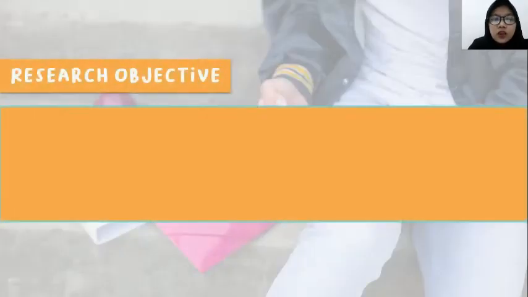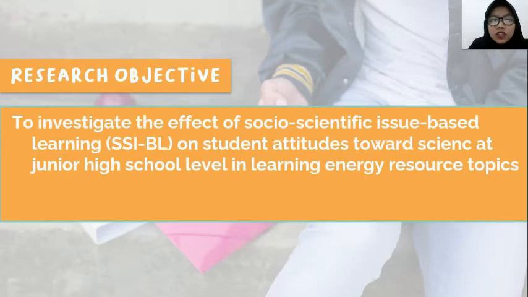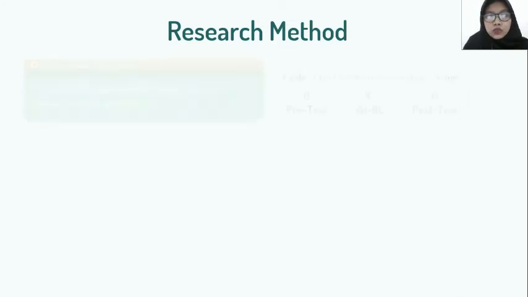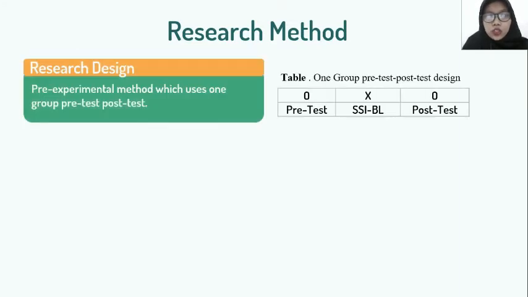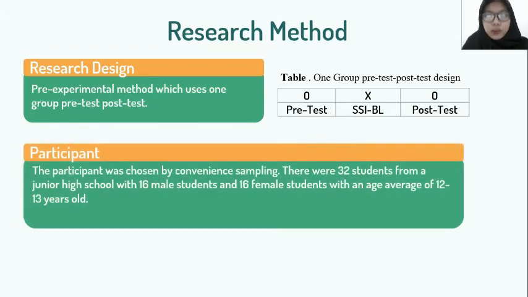Thus, the research objective is to investigate the effect of socio-scientific issue-based learning on student attitude towards science at junior high school level in learning the energy topic. For the research method, this study used a pre-experimental method with one group pretest and post-test, and the treatment is implementing socio-scientific issue-based learning. The participants were chosen by convenience sampling, and there were 22 students from a junior high school, 16 male students and 16 female students, with an average age of 12 to 13 years old.